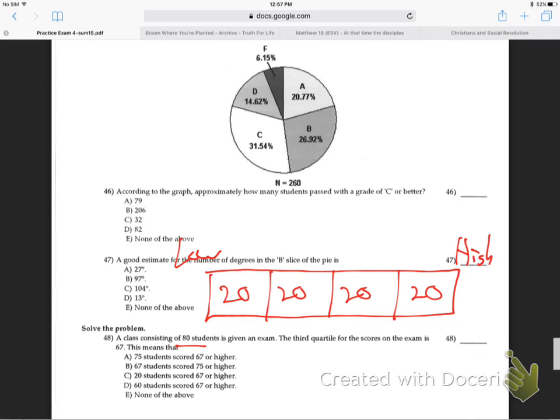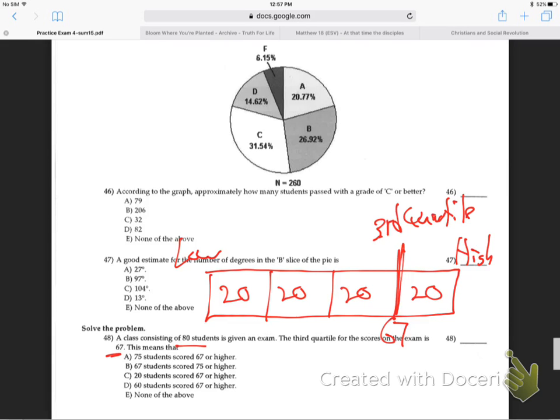If I go from low to high, right? There's 80 students in this class. I could break them into 4 quarters, like for a football game or a basketball game, right? There's the bottom 20, the lowest 20 students, then the next 20, next 20, next 20, right? Up here's the top 20 students, okay? So the third quartile, it's the end of the third quarter, is 67. So this is a 67 score.